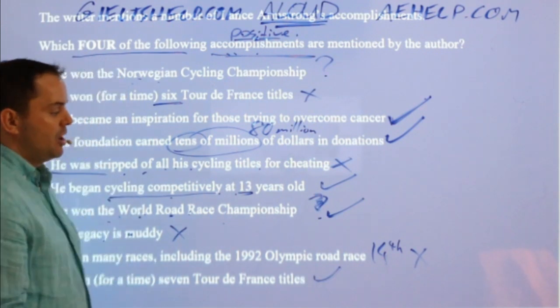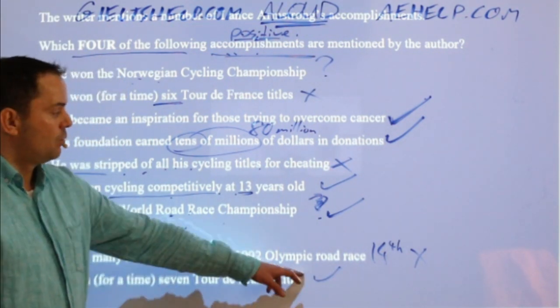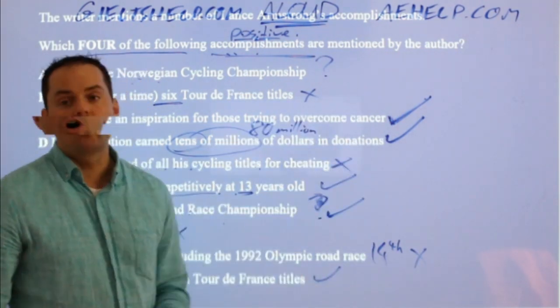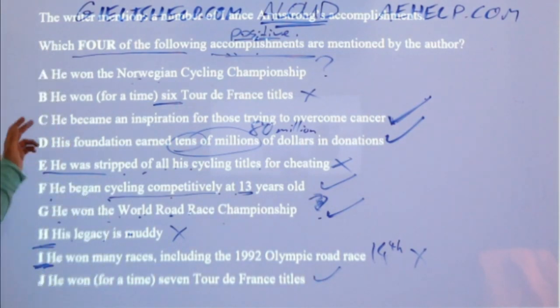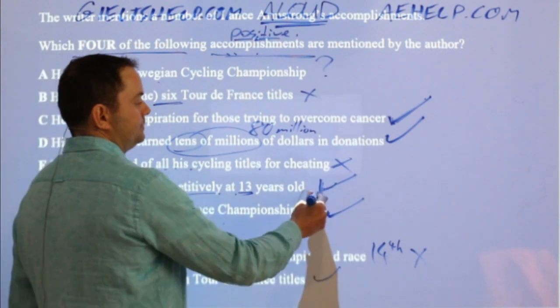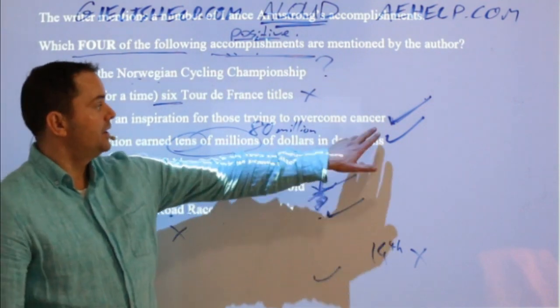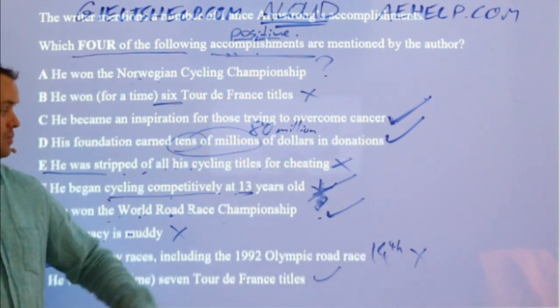Okay, now my problem is that I have 5, right? 1, 2, 3, 4, 5. Which of these 5 is not an accomplishment? Is it C, D, F, G, or J? Which of these are not an accomplishment? My guess would be F. Okay? I would take out F. So I would leave this one here, this one here, this one, and this one. Those are the ones I would leave.